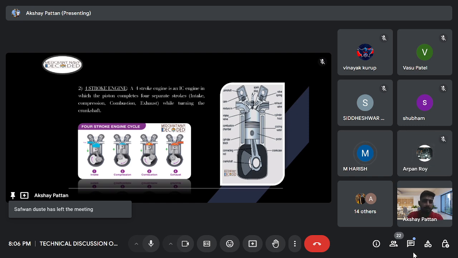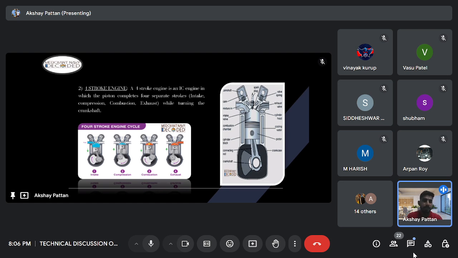So that we increase the stroke length so that it can burn fully and produce power completely. Yes, correct. Is there anyone who wants to answer in a different way, or do you have any other answers? Why is the stroke length increased in two-stroke engines? Anyone? Okay. Guys, Arpan Roy was right. His answer was right. The stroke length is increased because we need to burn the fuel completely.